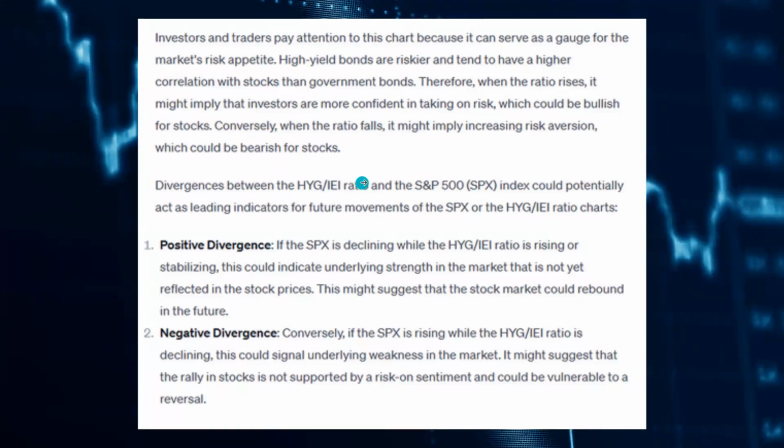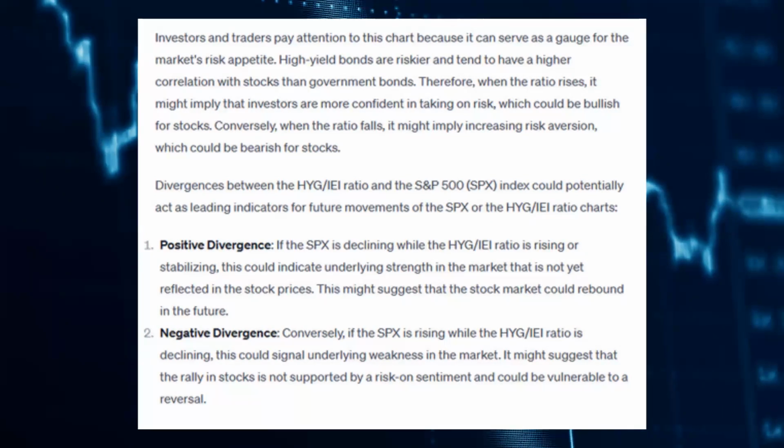Now, divergences between the HYG IEI ratio and the SPX could potentially act as leading indicators for future movements of the SPX or the HYG IEI ratio chart. So the positive divergence, we talked about this, is when the S&P 500 is declining while the ratio is rising or stabilizing. This could indicate underlying strength in the market that is not yet reflected in the stock prices. This might suggest that the stock market could rebound in the future.